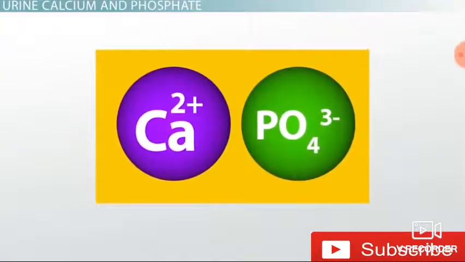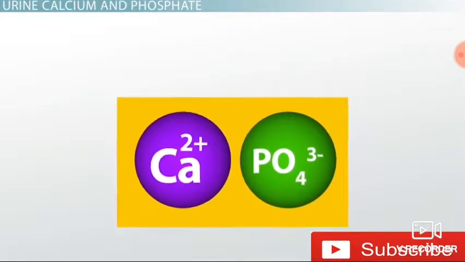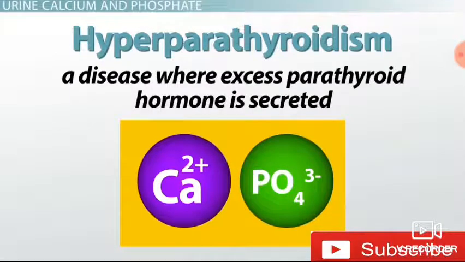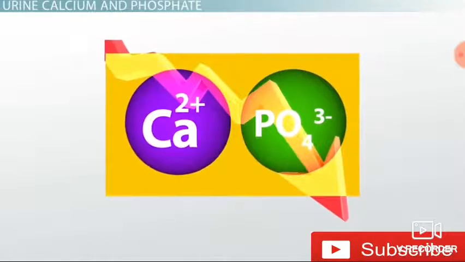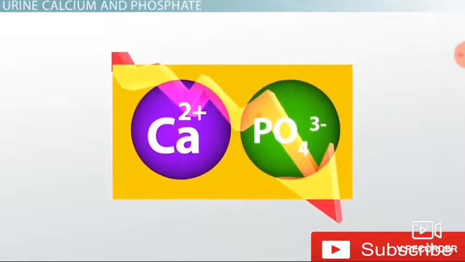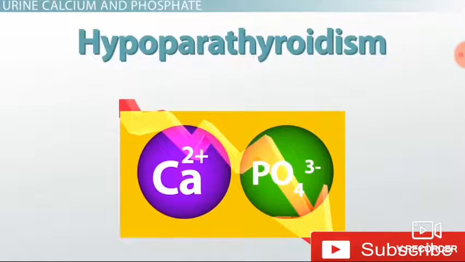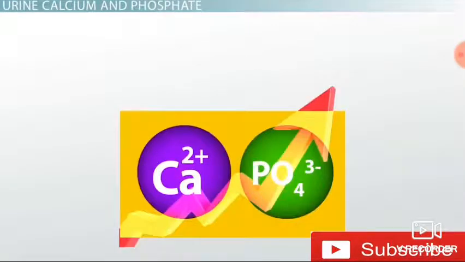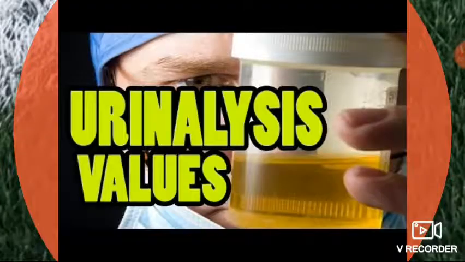If the levels of calcium or phosphorus excretion are found to be elevated in urine, then the first thing I want you to think about is hyperparathyroidism, a disease where excess parathyroid hormone is secreted. On the flip side, both calcium and phosphate may be lower than normal in urine in cases of the exact opposite of hyperparathyroidism, hypoparathyroidism, which is an underactive parathyroid gland. Other causes for increased urine calcium and phosphate excretion include hypervitaminosis D, or an excess of vitamin D.